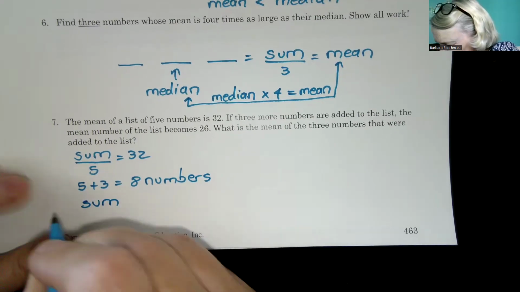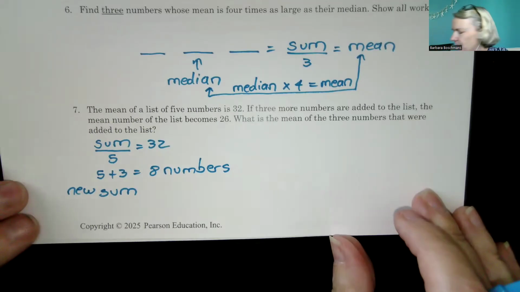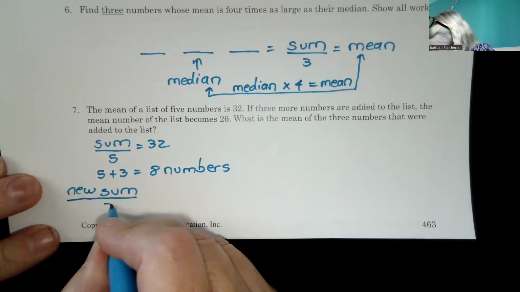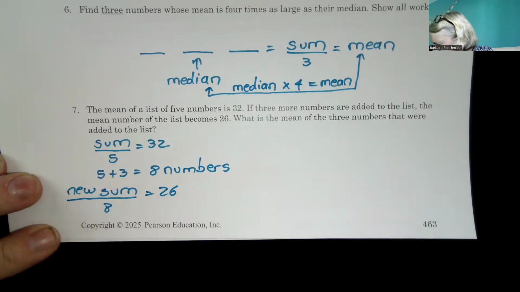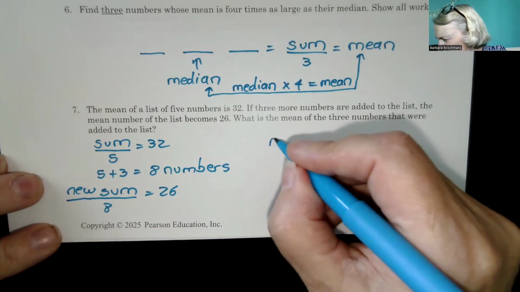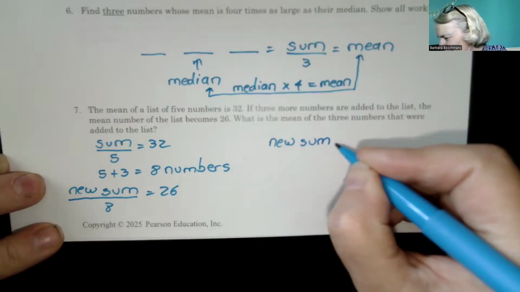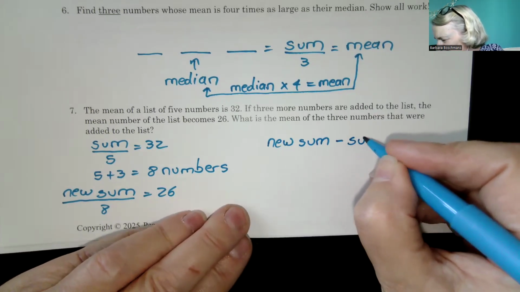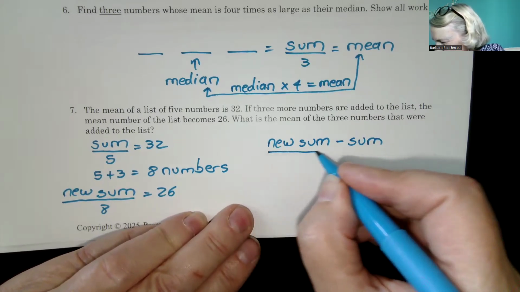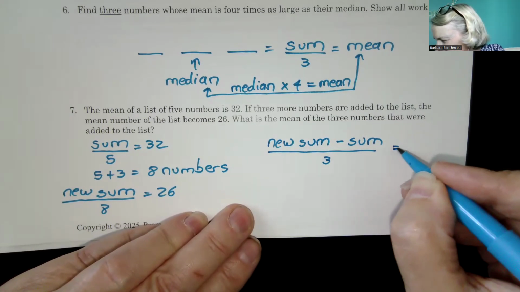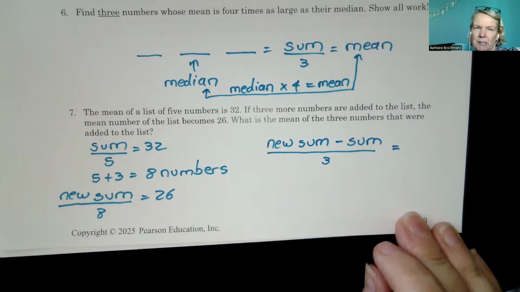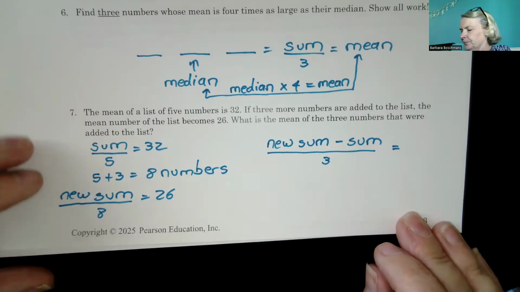The new sum, this is a new sum, not the same sum. The new sum divided by 8 is 26. What is the mean of the 3 numbers that were added to the list? Well, the new sum minus the old sum, or the original sum, is going to give you a total. Divided by 3, it is going to give you that mean of the 3 numbers that were added to the list. Only one answer for this one.